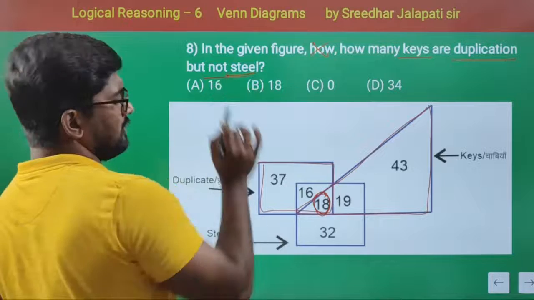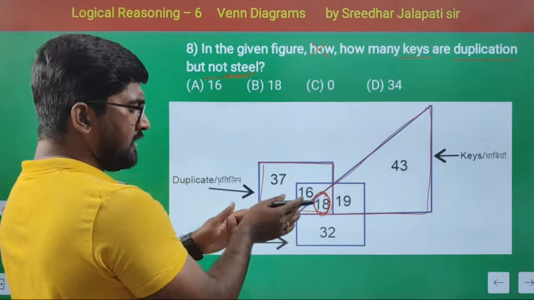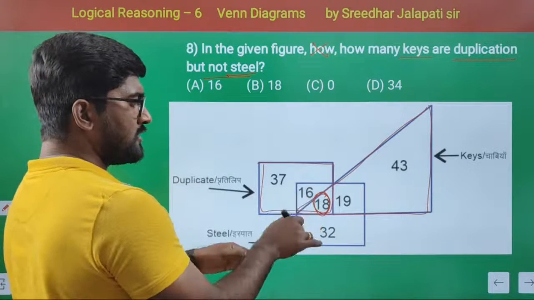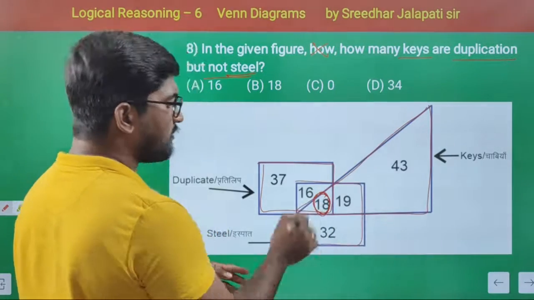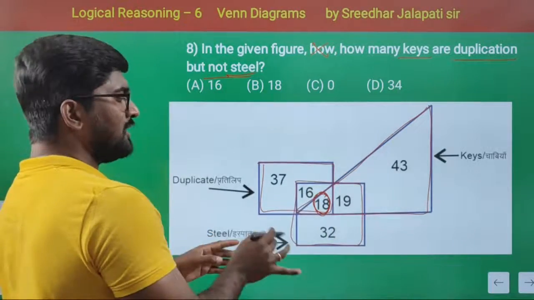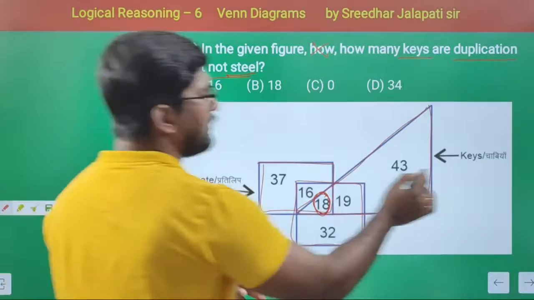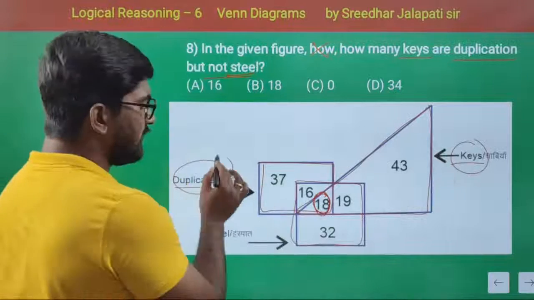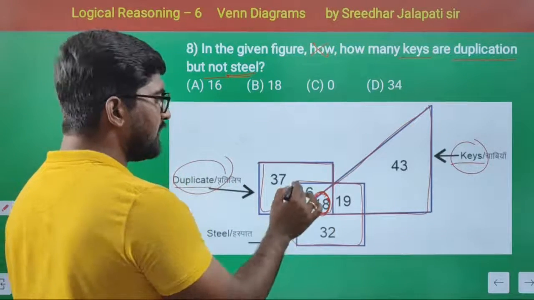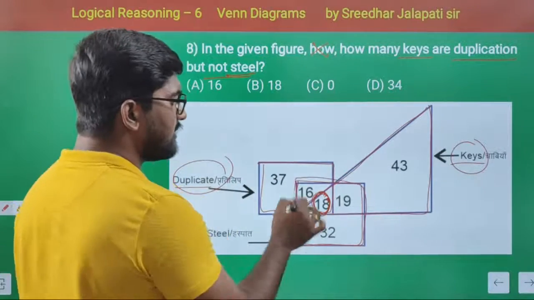But not steal. So if any of these keys as well as duplicate are in steal, we have to ignore. But unfortunately, all these 18 are also part of steal. So there is nothing which is only duplicate and keys but not steal. First of all, keys and duplicate is 18, and this entire 18 is in steal as well.